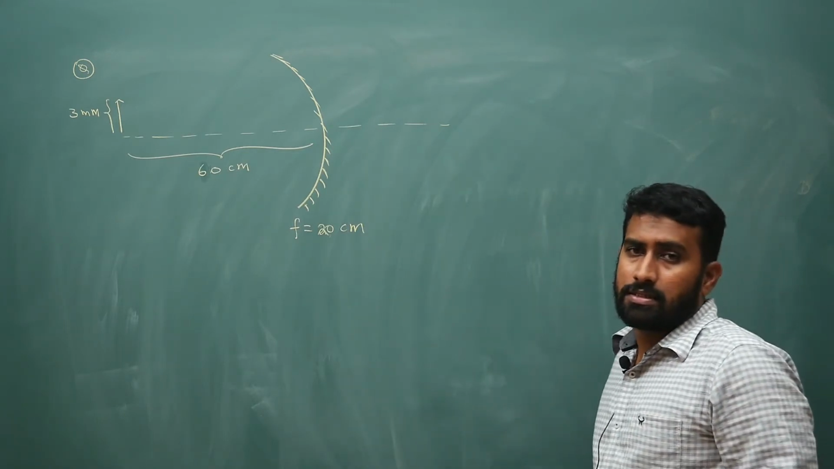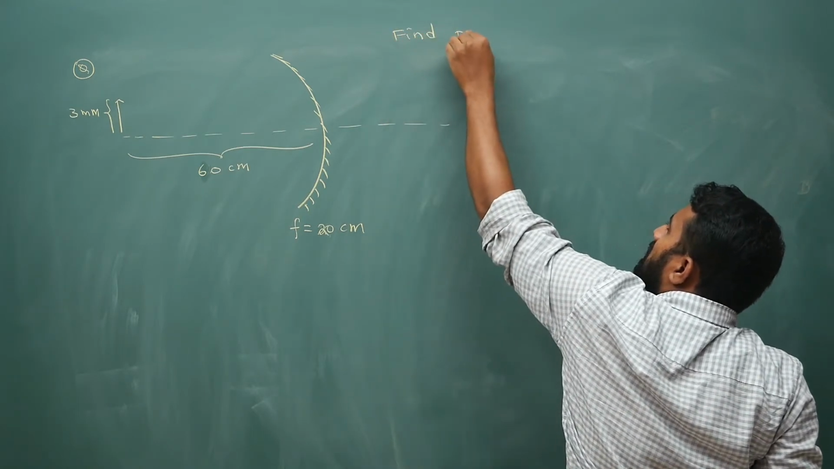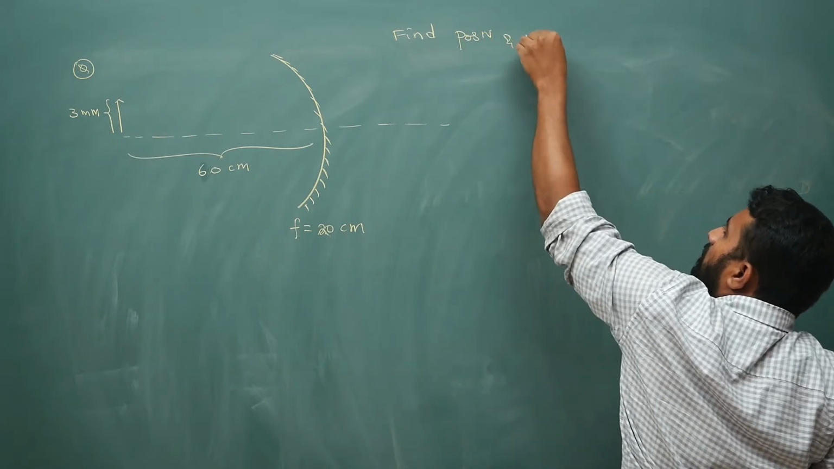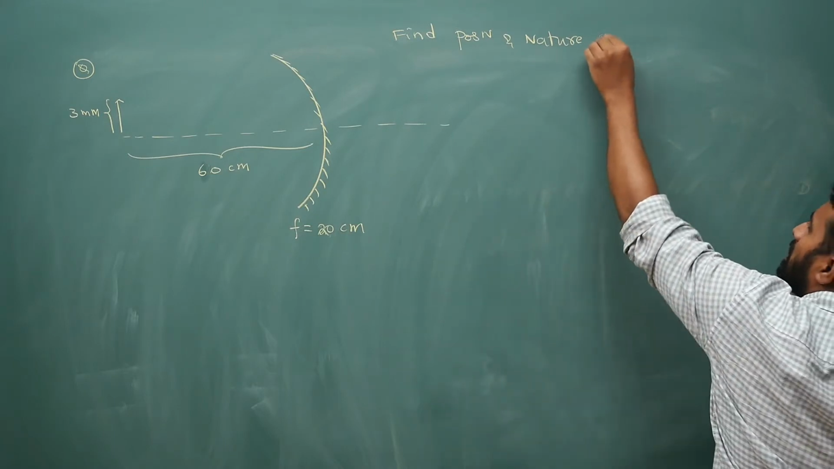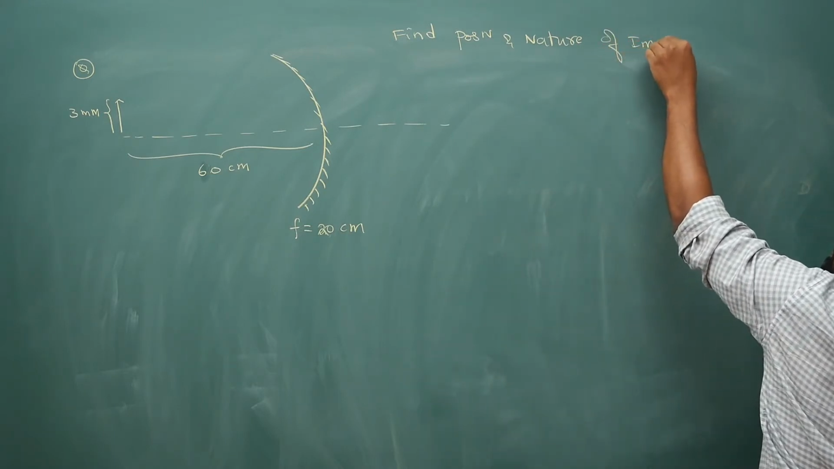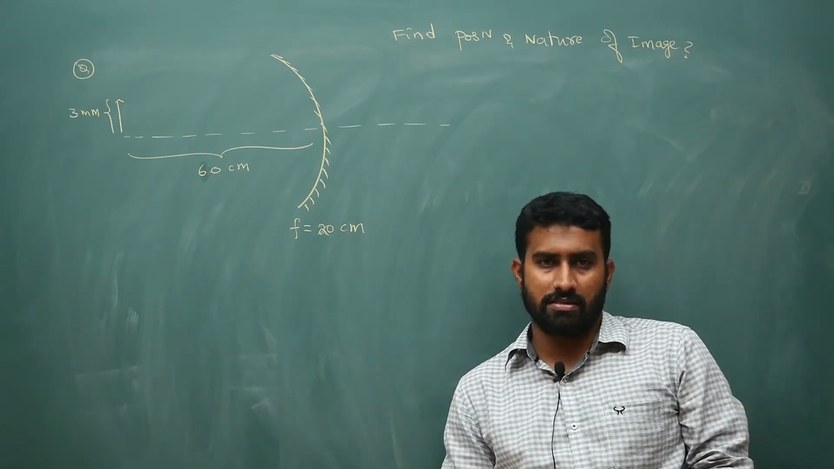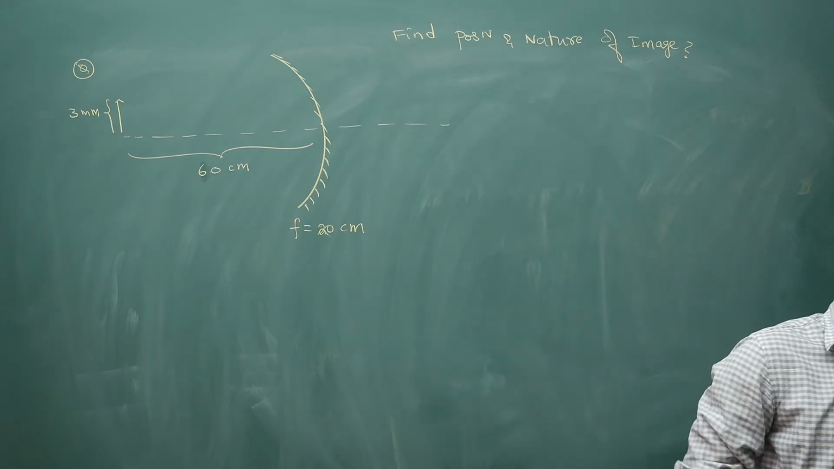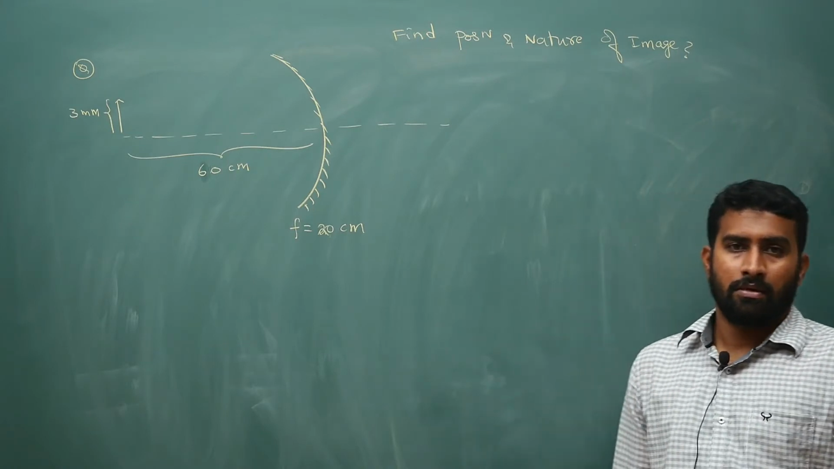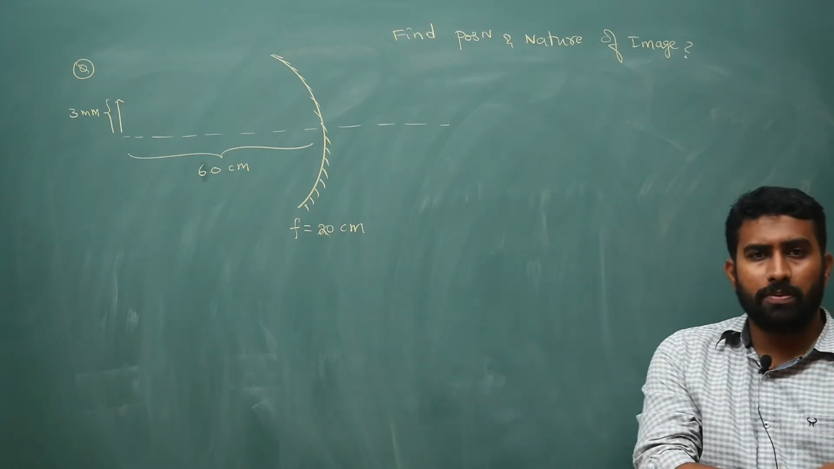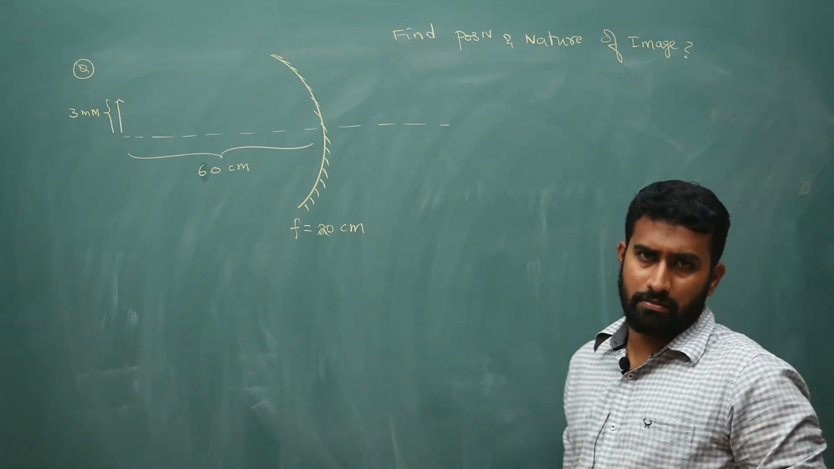Your question is: find the position and nature of the image. Location is also a word used, don't worry. This is your question. Now pause the video and try the answer. Come on, do it sincerely. Alright, so I hope you have paused the video and tried it. Now let me continue. Stick to the basics.